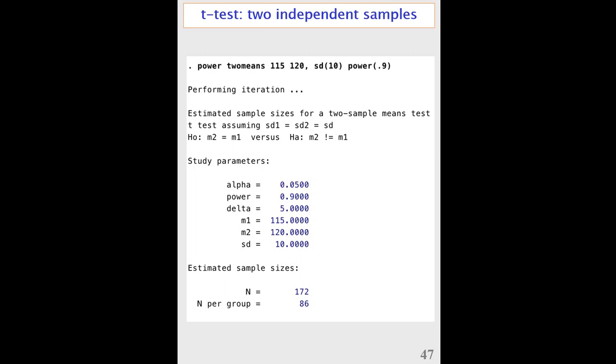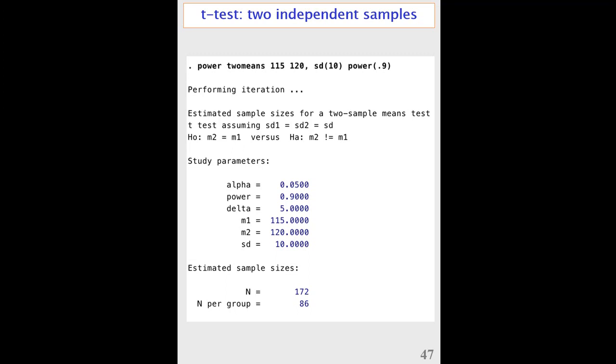Because we're comparing two means here, basically we're assuming that we are comparing two interval scale variables. For that, we need to say something about how wide the distribution is. The standard deviation was 10 in our case, because I know that this is the standard deviation of IQ. And the power that I want is 0.9. I think if I leave this out, Stata will assume by default a power of 0.8, which I find a bit on the low side. So you have to add power equal to 0.9.